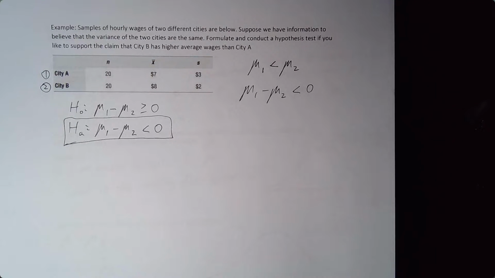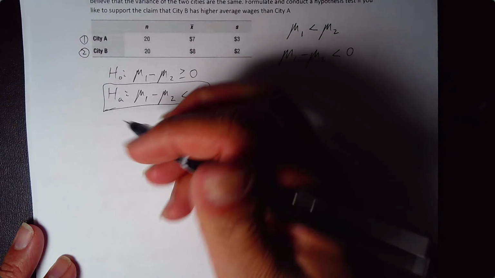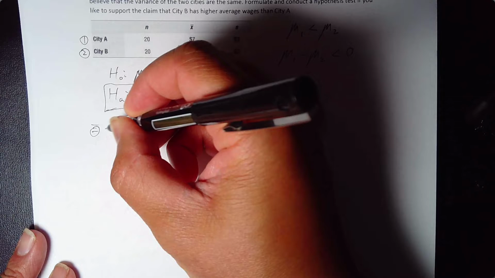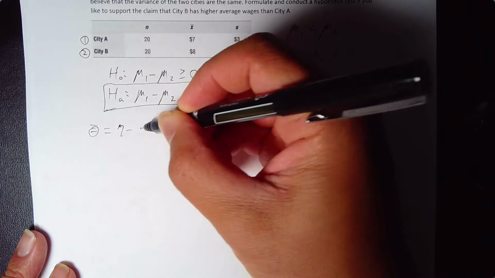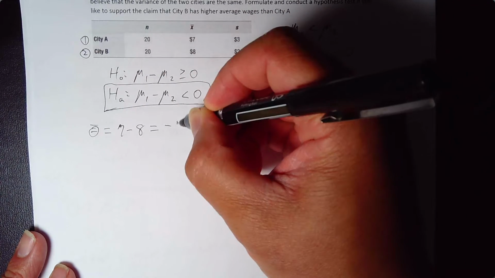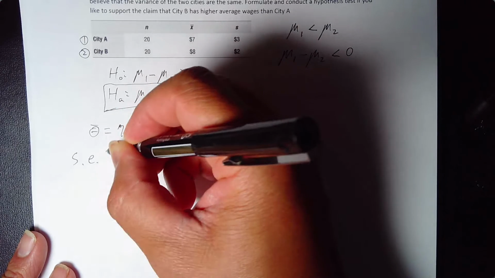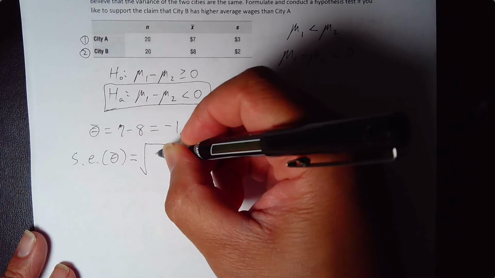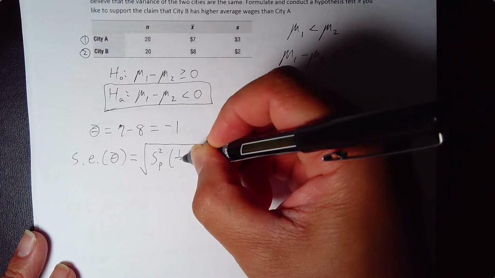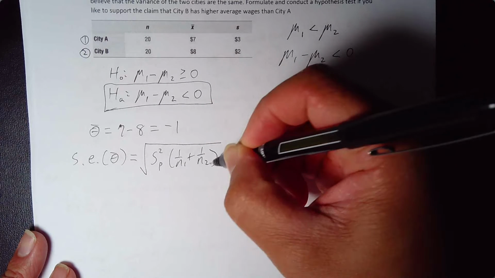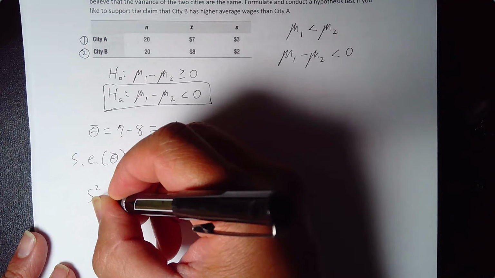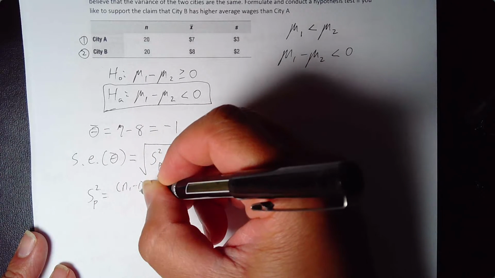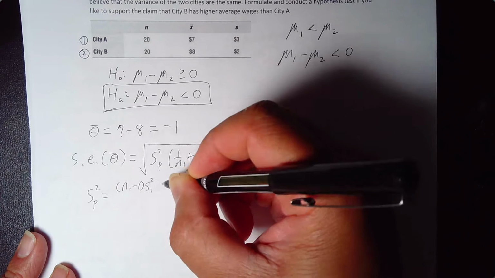Next, we have our sample statistics here, so we can go ahead and calculate our point estimate, which is -1. And let's calculate our standard error here. Standard error, S2P. What is this S squared P, or SP squared? I'm going to copy down the formula here again.